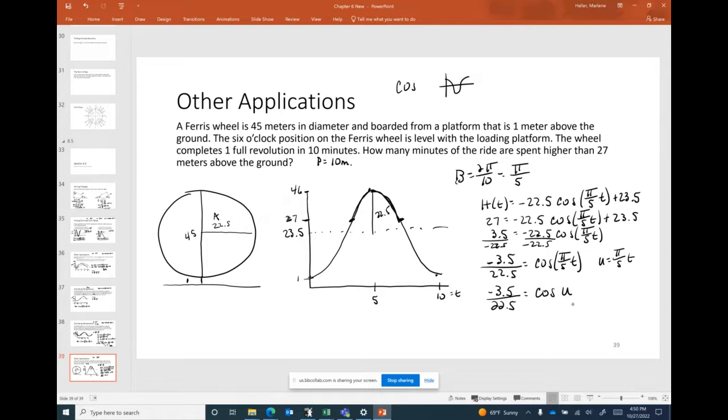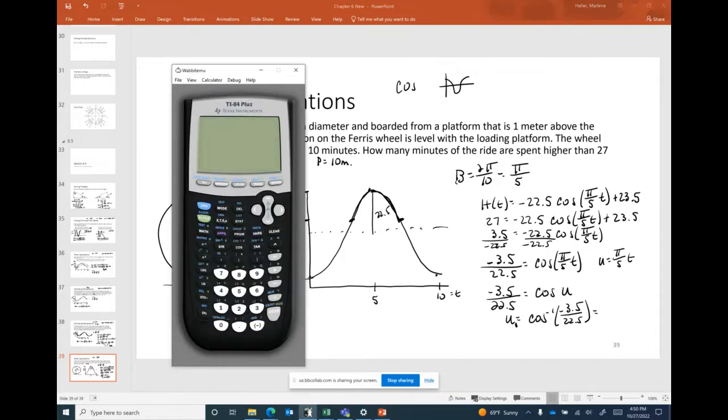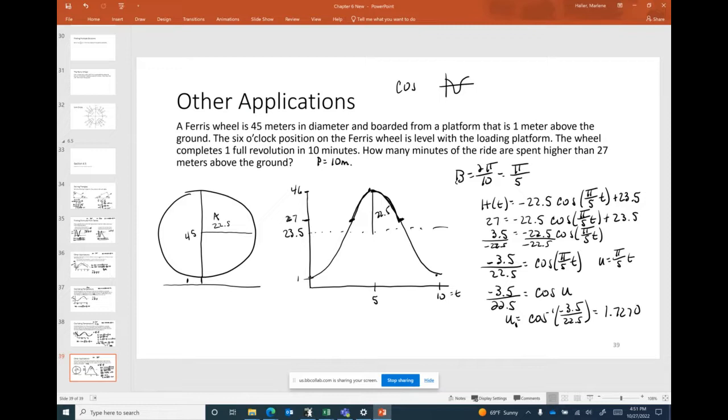Now let's solve for u. So I'm going to need to do the inverse cosine of both sides. So then u is equal to the inverse cosine of negative 3.5 over 22.5. And let's see what that is. That's going to be our first one, so we'll call him U1. Inverse cosine of negative 3.5 divided by 22.5. There we go. It's 1.7270, we'll say. Let me round that. Okay, so that's just the first occurrence.